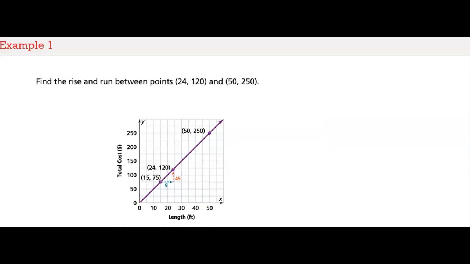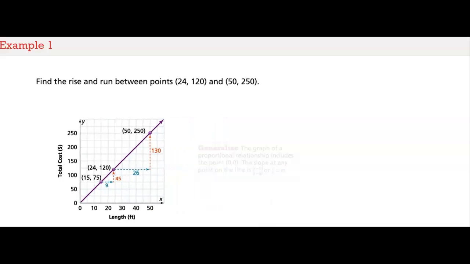Now, find the rise and run for points (24, 120) and (50, 250). The rise is 130 and the run is 26. The graph of a proportional relationship includes the point (0, 0). The slope at any point on the line is the quantity y minus 0 divided by the quantity x minus 0, or y divided by x equals m.